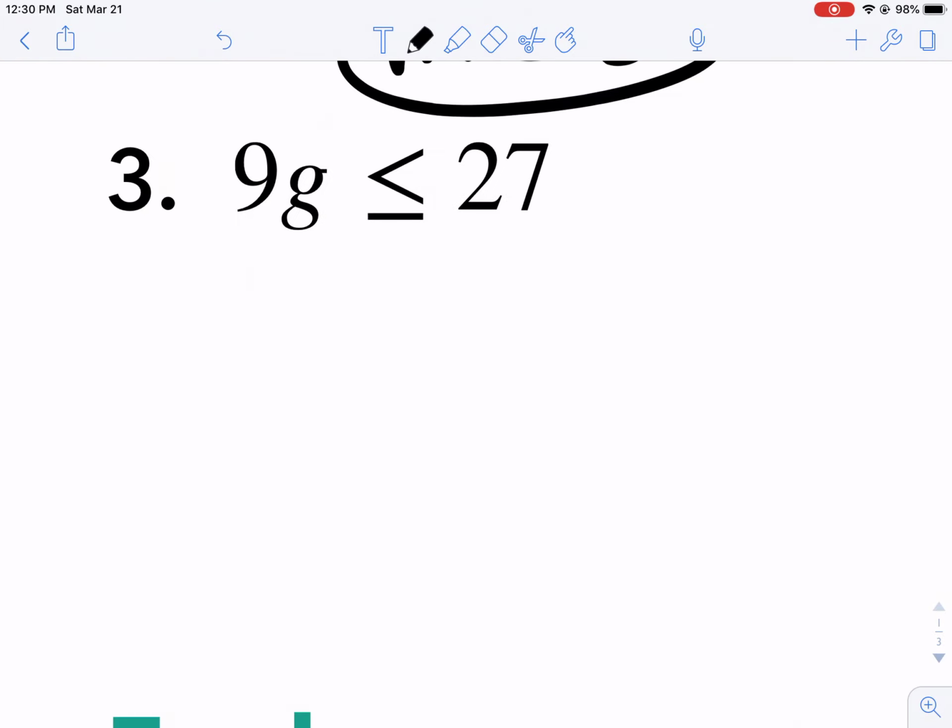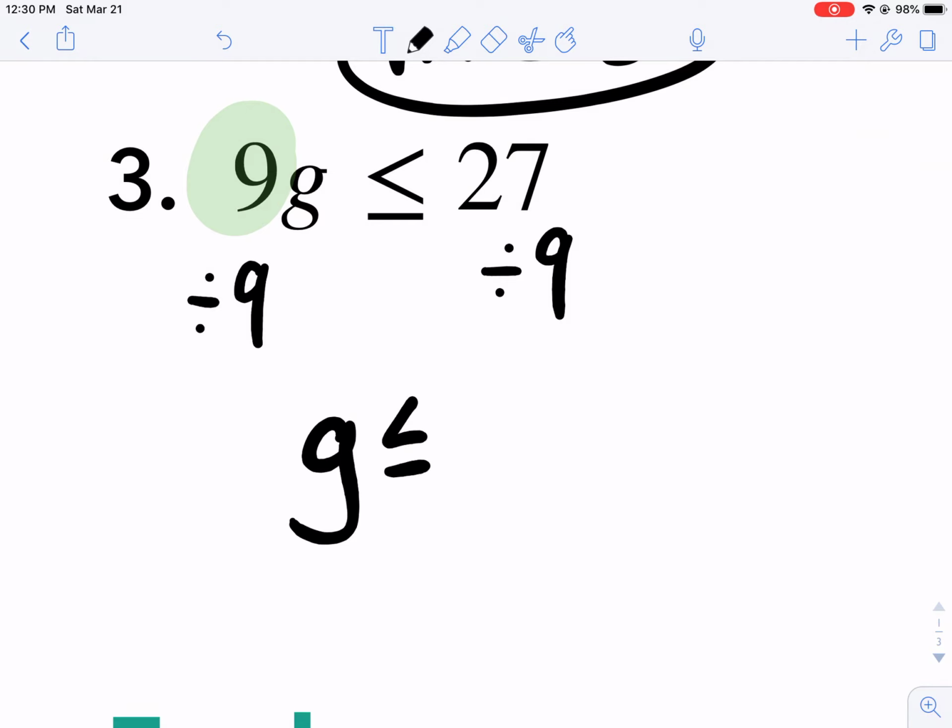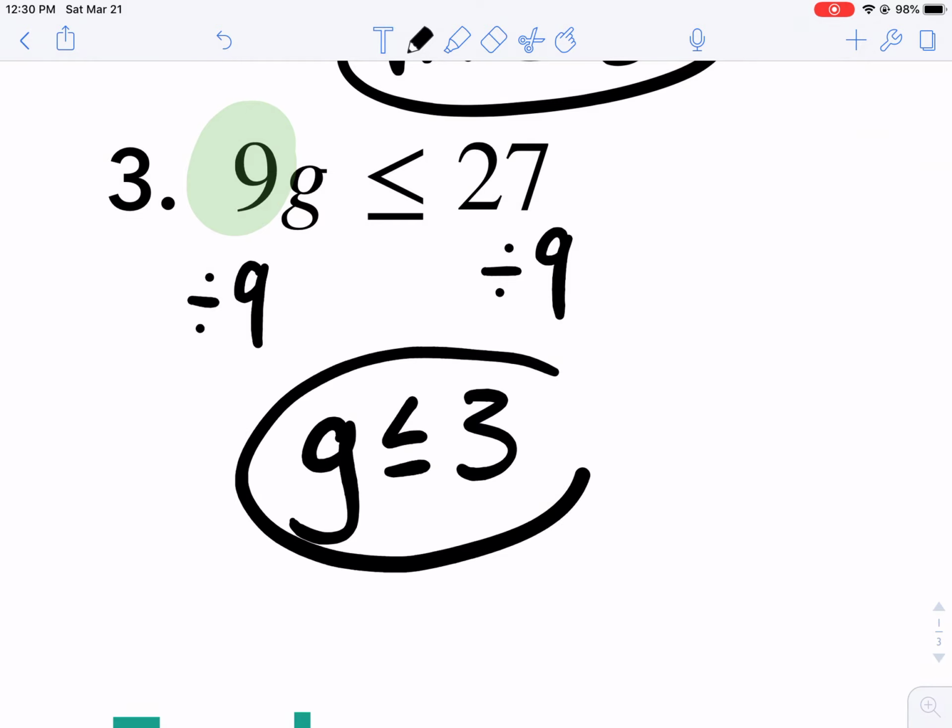Here, instead of adding or subtracting, we see that we have 9 times g. So to undo times, that's going to divide. So we divide by 9 on both sides. And that gives us g is less than or equal to 3.